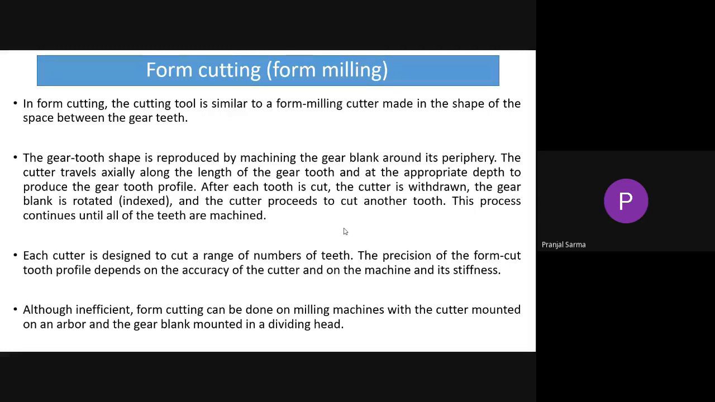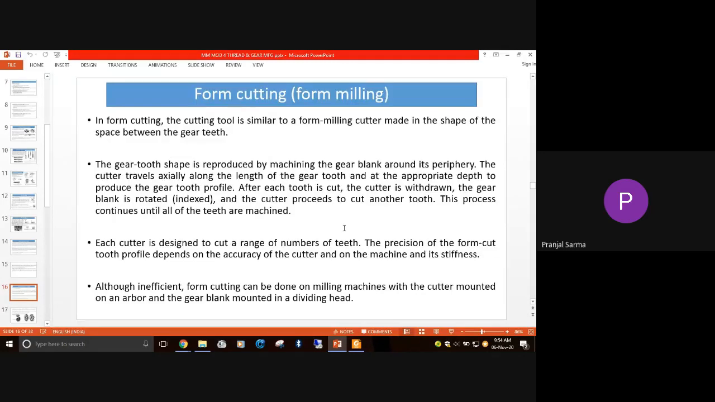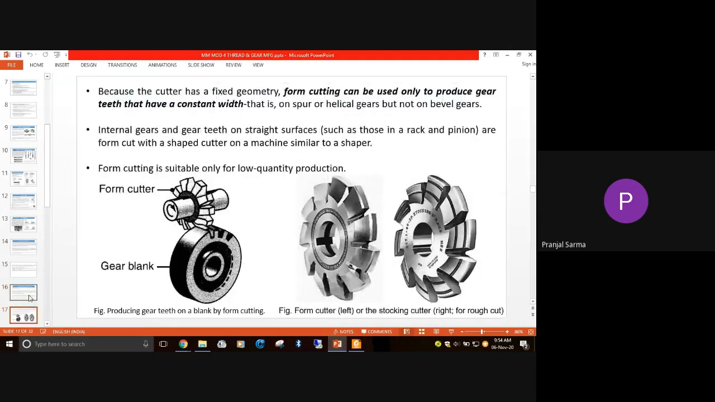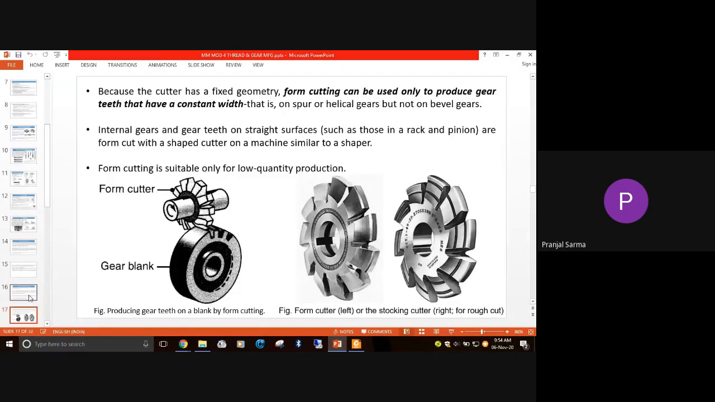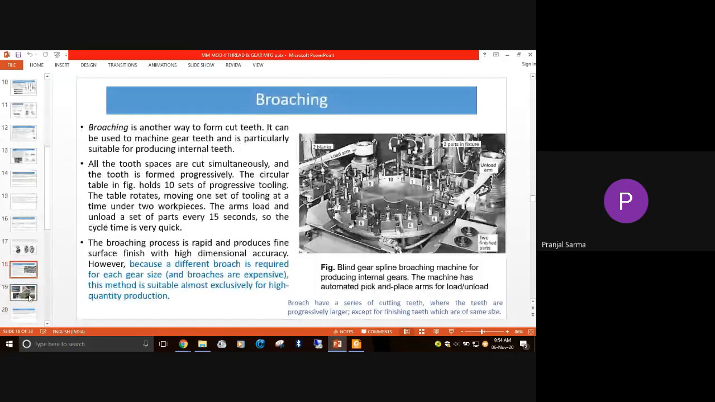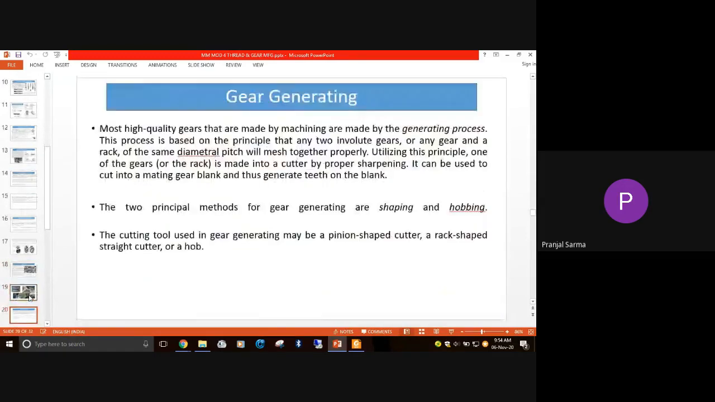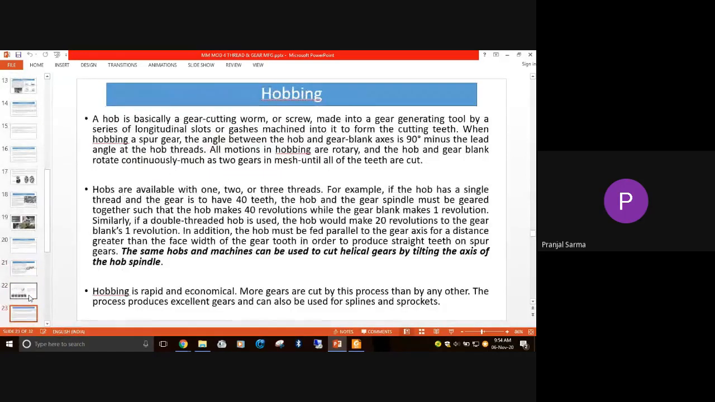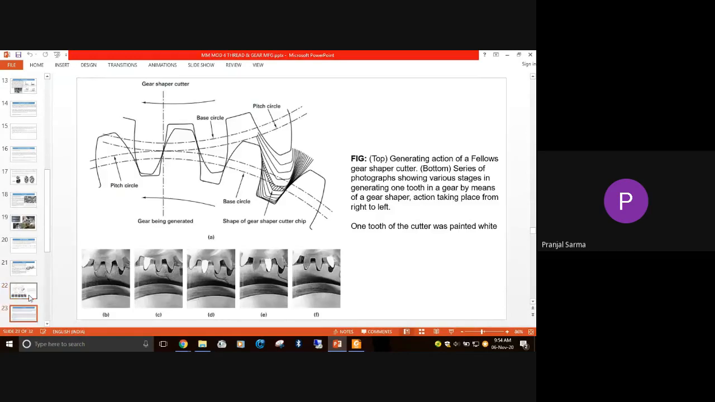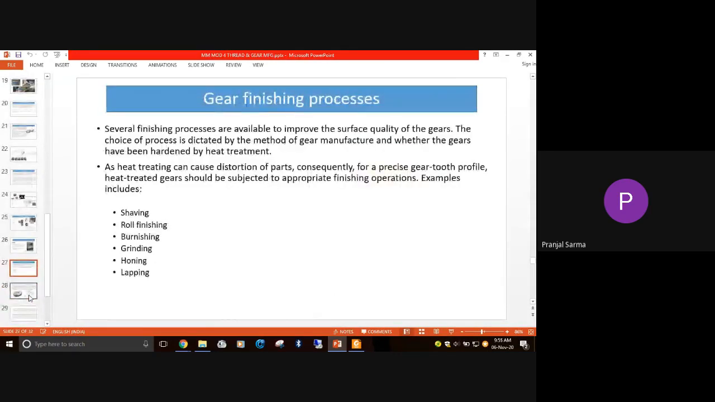So basically, we'll be stopping the class here. In the next class, we'll go through these processes: form cutting operations, like form milling and broaching, and different generation processes like shaping and hobbing. At the end of this module, we'll go through gear finishing processes, which include shaving, roll finishing, burnishing, honing, lapping, etc.